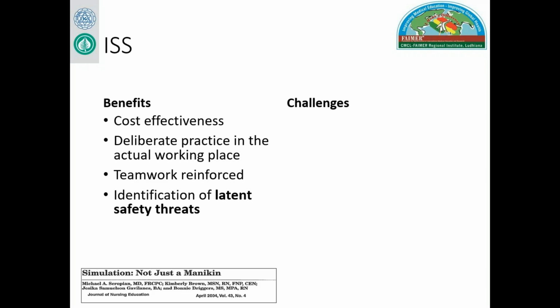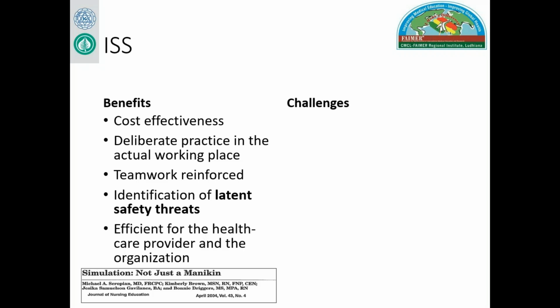And the other thing which I haven't talked about before is that of latent safety threats. Latent safety threats are actually the hidden threats to patient safety, which were not recognized before the simulation. And it's not just the individual mistake, but it's about the mistake of the system, the equipment, which is recognized by doing the simulation. For example, when we did some of the simulations, we had to change the place where the defibrillator was, or once the suction was not working, and so on. So you can identify those latent safety threats when you're doing the simulation in the actual working place.